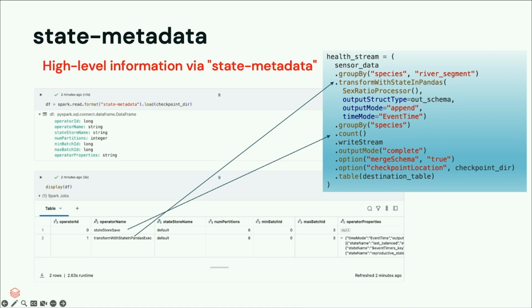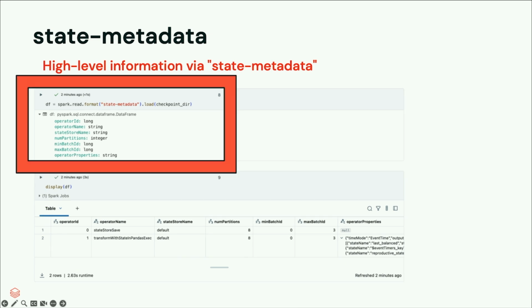And again, this is spark.read.format state-metadata. And this is just the high-level stuff. So we get fields for number of state partitions, the batch IDs, and what else do we have there? Yeah, the min batch and the max batch ID.